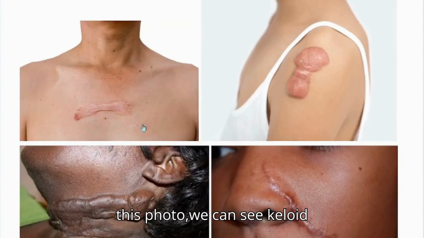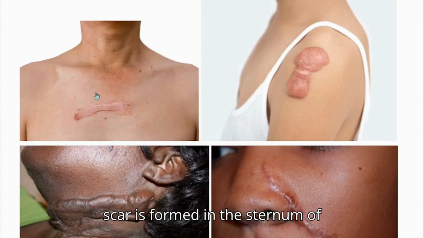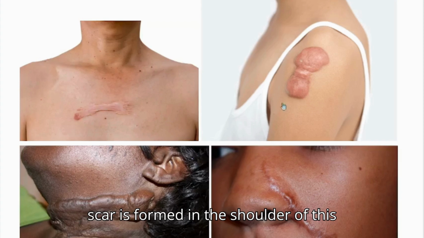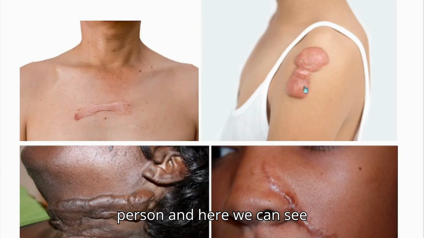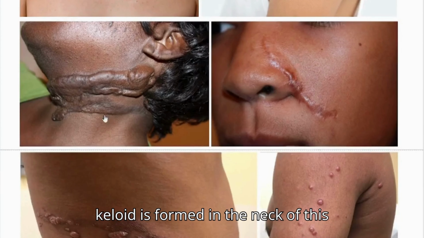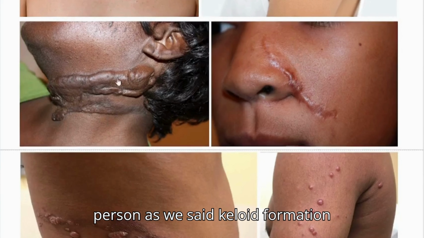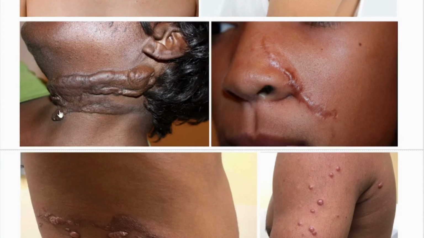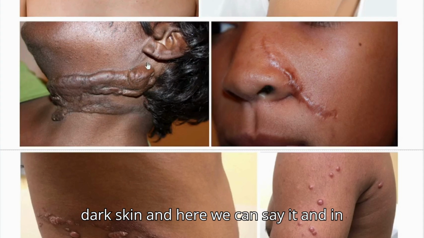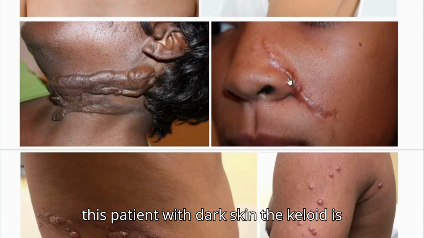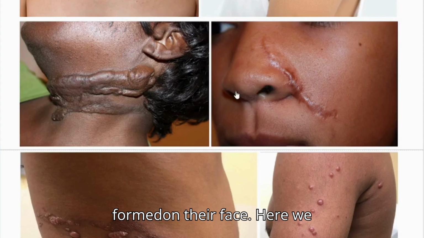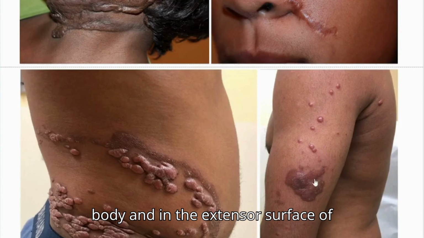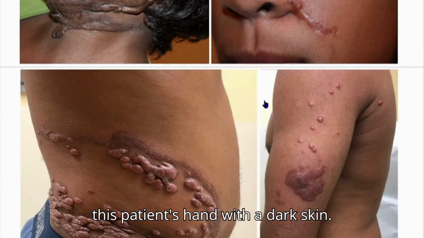As we can see in this photo, a keloid scar is formed on the sternum of this patient, here a keloid scar is formed on the shoulder of this person, and here a keloid is formed on the neck of this person. As we said, keloid formation is very common in patients with dark skin. In this patient with dark skin, the keloid is formed on the face. Here we can see keloid formation on the body and on the extensor surface of this patient's hand, with dark skin. Okay.